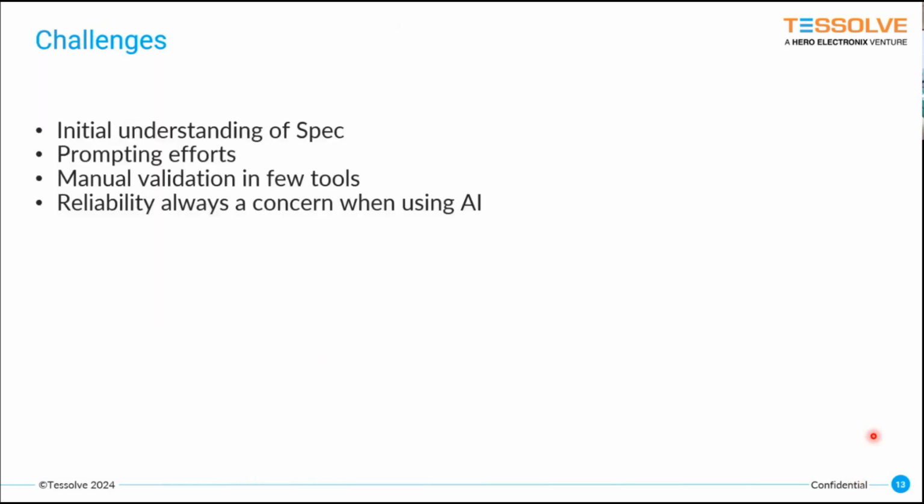Now, what are the important parts? What are the challenges here? Initial understanding of the spec is required. It's not the case that we give the spec and it generates all the information for us; we have to have an initial understanding of the specification given to us. Then the prompting effort: with a Gen AI model, the important part is prompt engineering, so prompting effort is required from the engineer, and it depends on expertise. Manual validation is another challenge, as few of the tools have manual validation at this point.